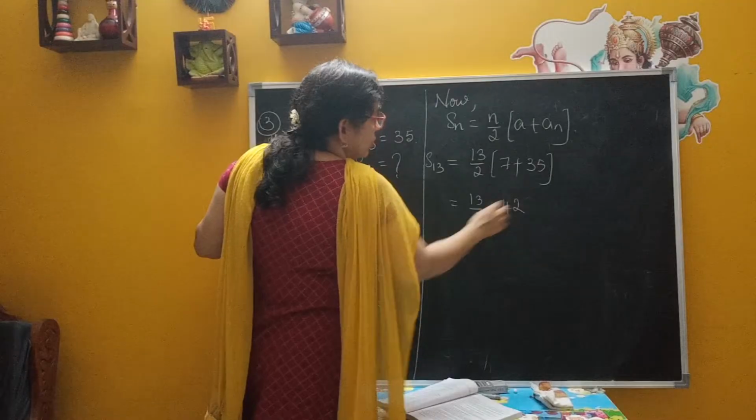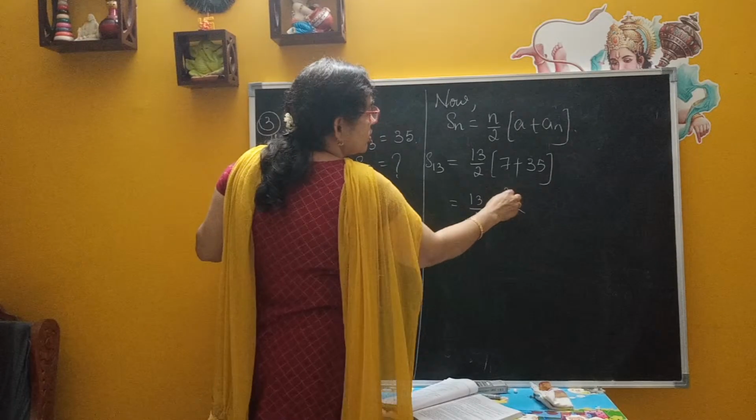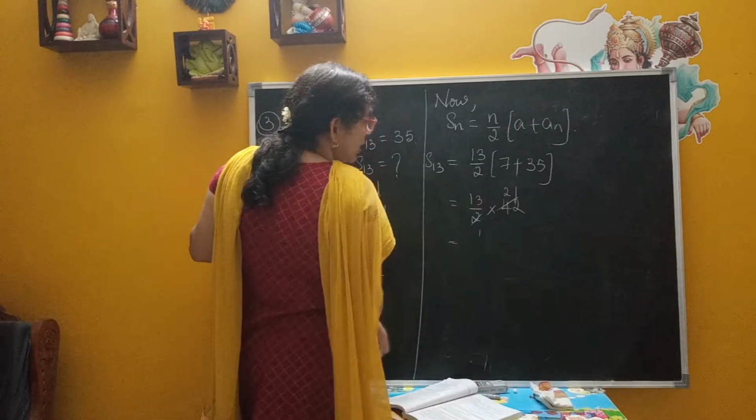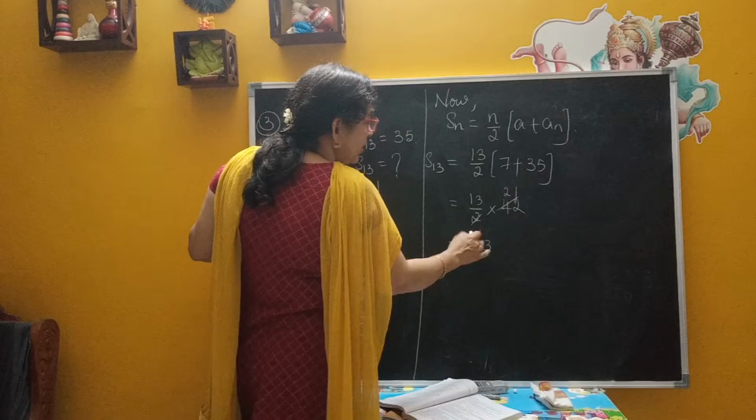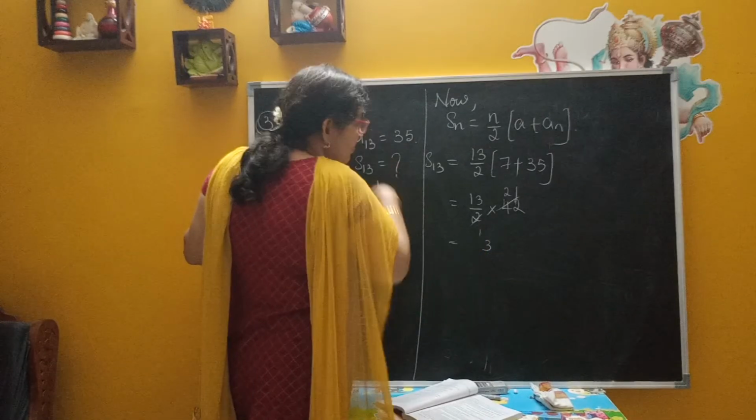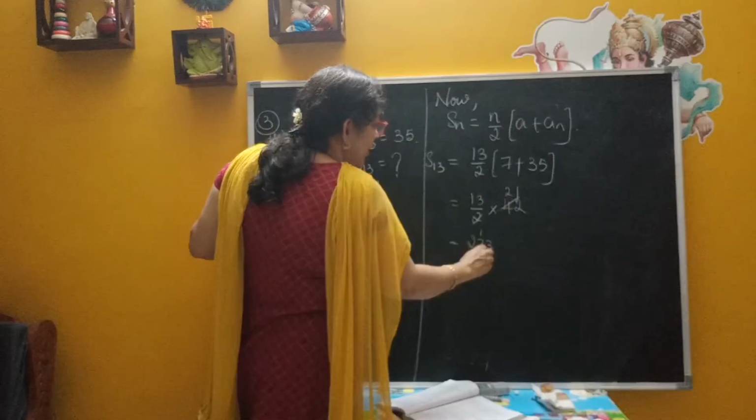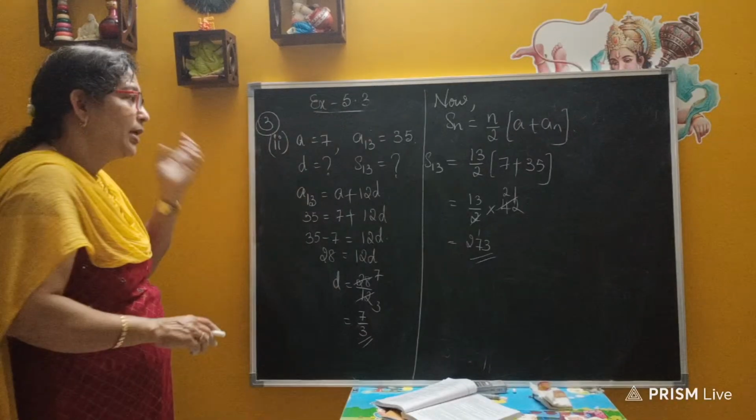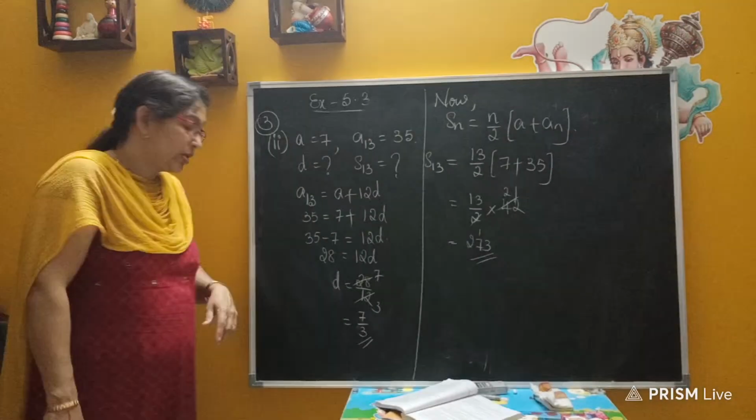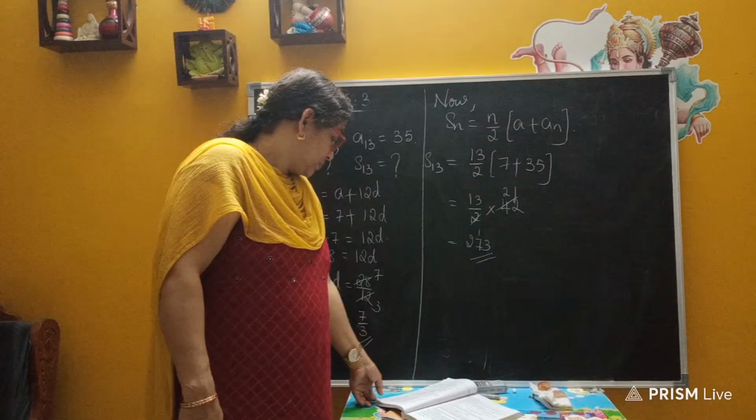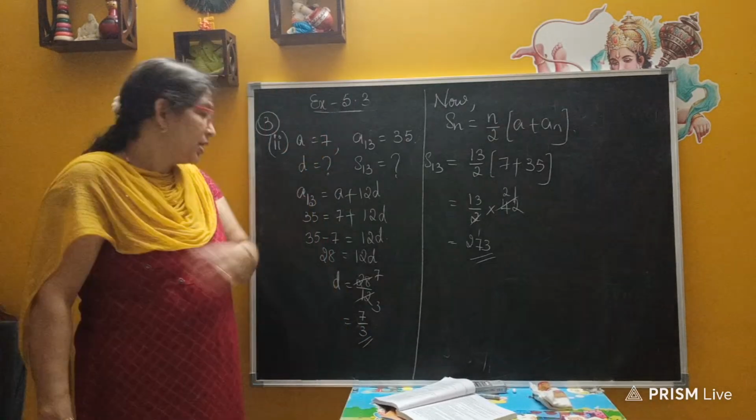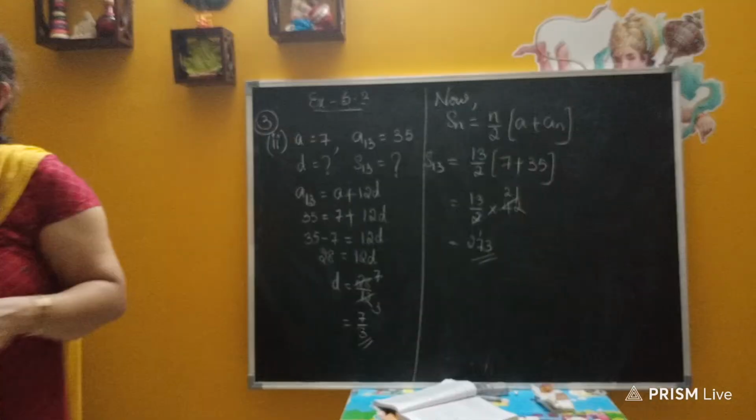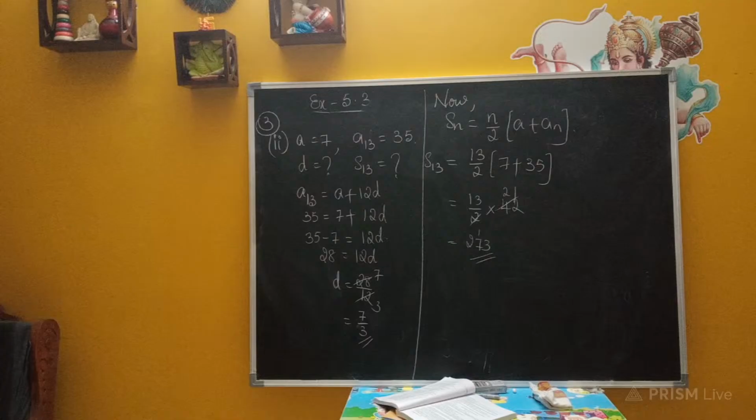So 13 by 2 into 35 plus 7, that is 42. 2 twenty-ones are 42, so 13 into 21. 13 ones are 13, 13 twos are 26 plus 1, 27, 273. So S13 is 273, the sum of 13 terms.